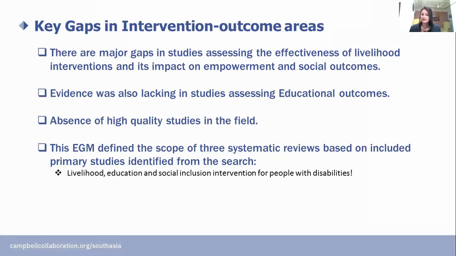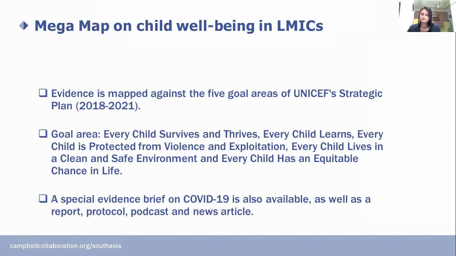So as a result of the finding of these maps, we went ahead and did 3 systematic reviews that were entirely based on this evidence and gap map. We did not go ahead and do any additional searches. All these studies were identified from the map itself, and we went ahead and did 3 systematic reviews. One of them is already out for peer review. 2 of them are currently ongoing.